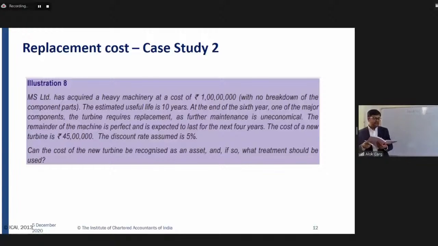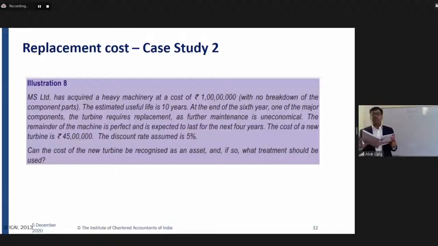So MS Limited has acquired a heavy machinery at a cost of rupees 1 crore. There is no breakdown of the component parts. The estimated life is 10 years. At the end of the 6th year, one of the major components, the turbine, requires replacement. So ad hoc, the company got a replacement cost. The turbine requires replacement as further maintenance is uneconomical, and the company has decided to replace the turbine, which is a critical part of the machinery. The remainder of the machine is perfect and is expected to last for the next 4 years.